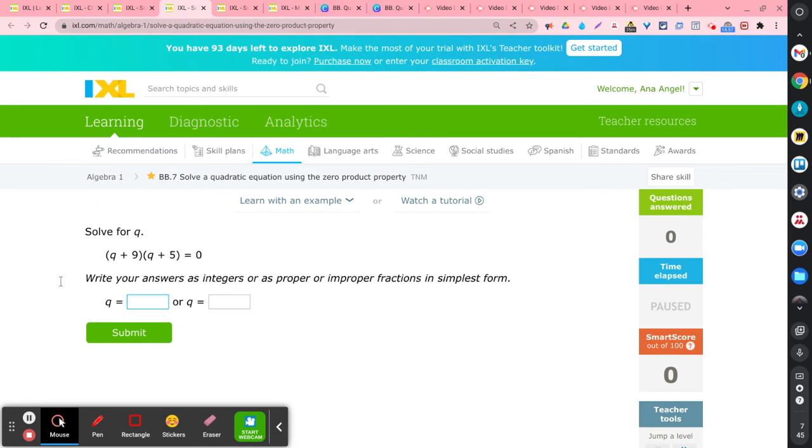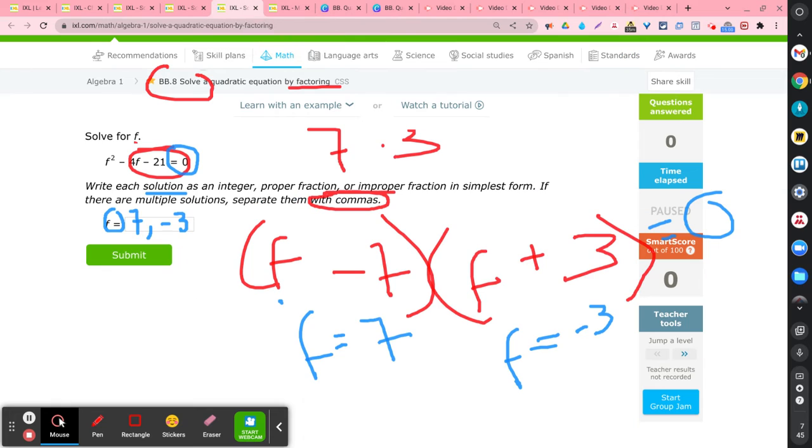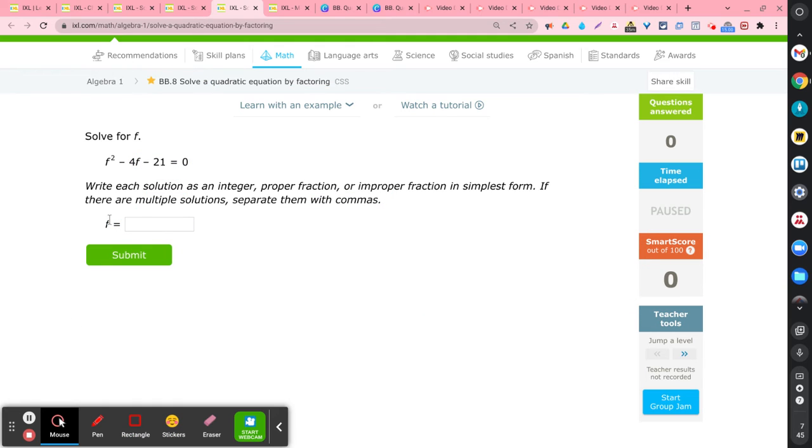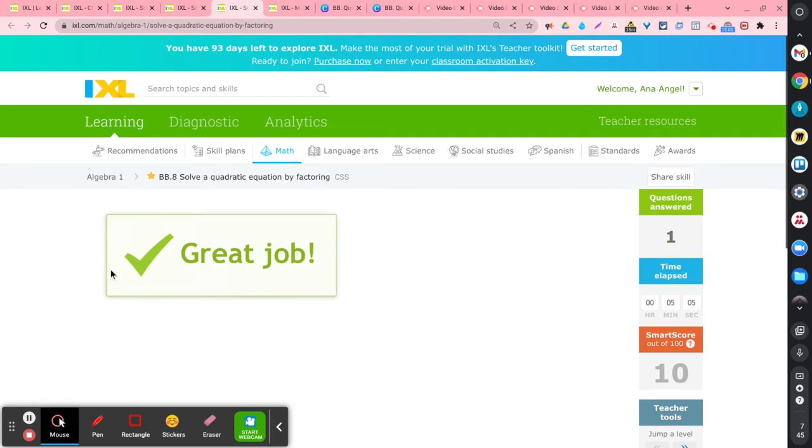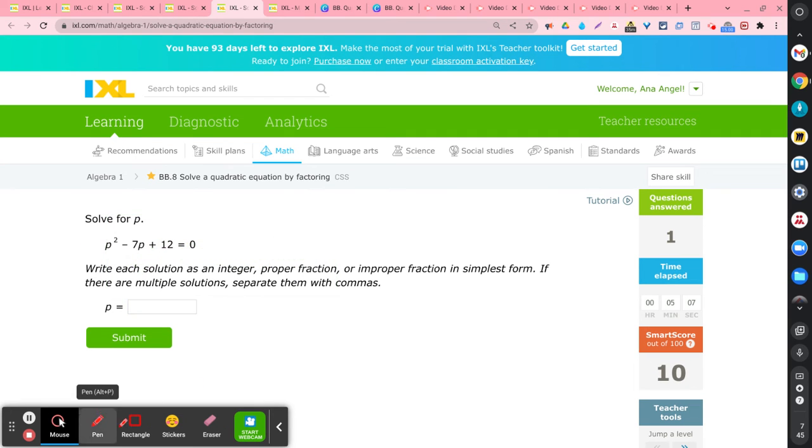And the other thing that they're asking you to do is to get to this point where they look like this with two parentheses. They're asking you to factor first and then put in the answer like this with a comma. Maybe we have time for one more. Okay, I'm going to do this really quick.